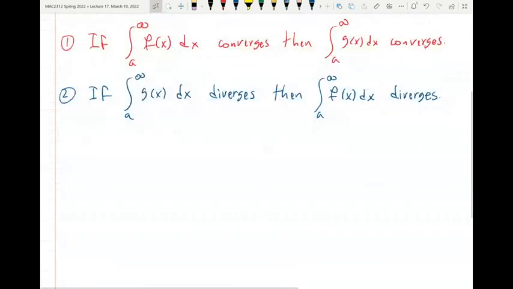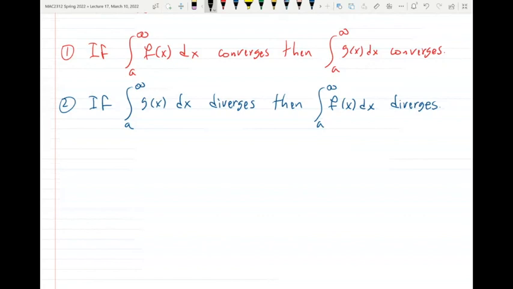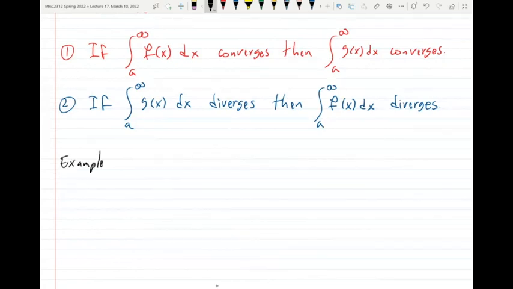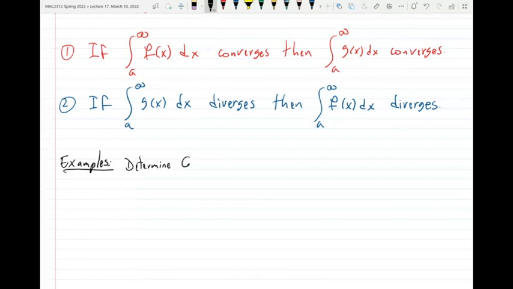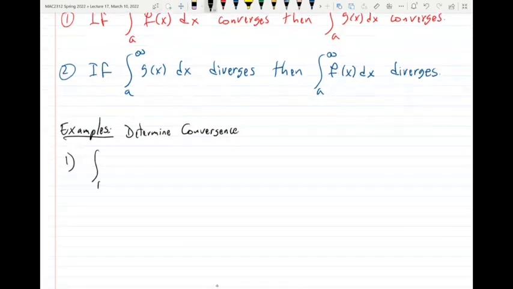All right, anyways, let's do some examples. I'm going to show you how we can make comparisons. So examples. Again, same question as before. Determine convergence. And let's do the integral from 1 to infinity of 1 over x to the 5 plus 1.